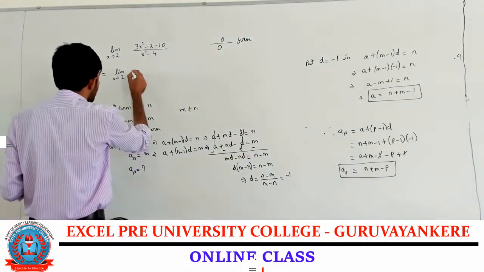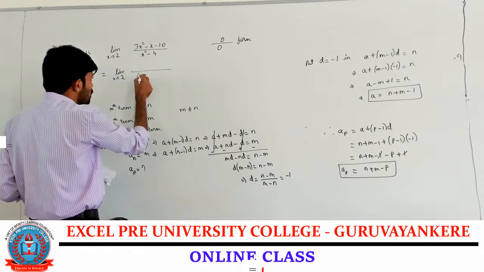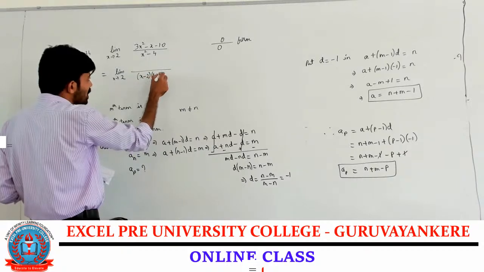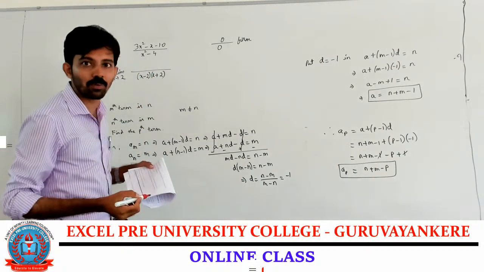The denominator is a square minus b square, no? 4 is 2 square, so a square minus b square is a plus b into a minus b.